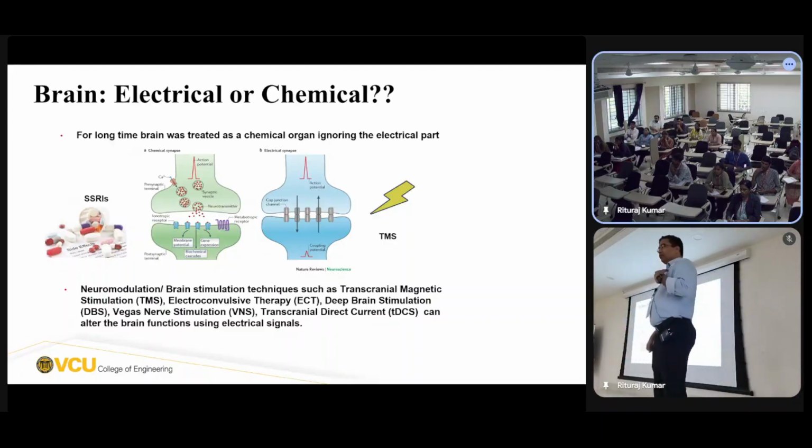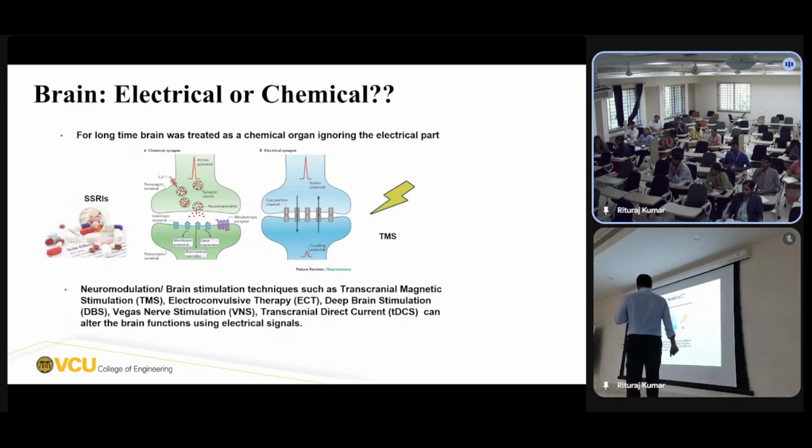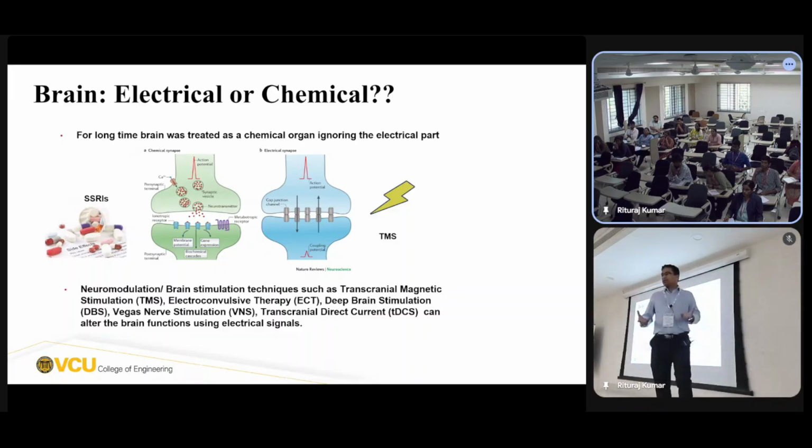So how have we dealt with the brain so far? We have ECT and so on and so forth, right? But for a very long time, the brain was treated like a chemical organ. So if we wanted to treat any disease, people just gave medicine, drugs.